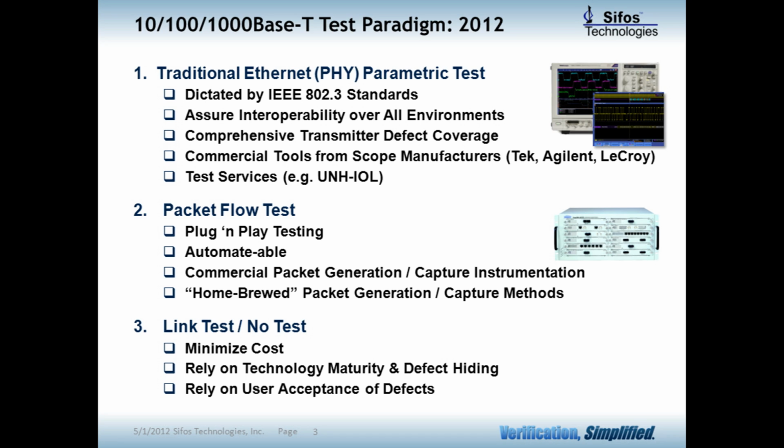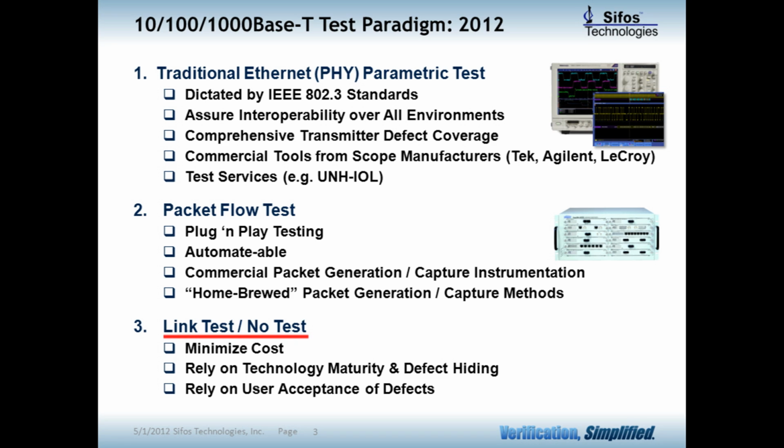A second strategy in common use is packet flow testing. This testing is typically easy to set up and simpler to automate than traditional PHY parametric testing. Commercial packet generation and analysis equipment is abundant and often geared to testing multiple Ethernet ports. Low-cost methods that avoid expensive test instrumentation have also been routinely deployed.